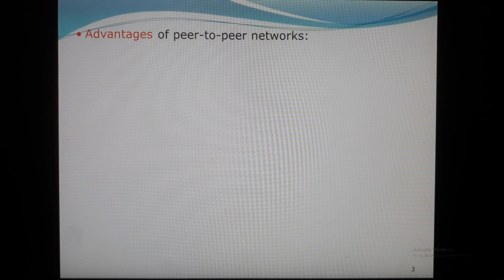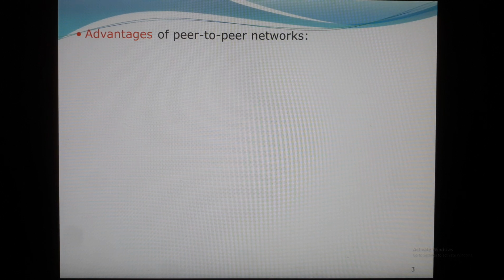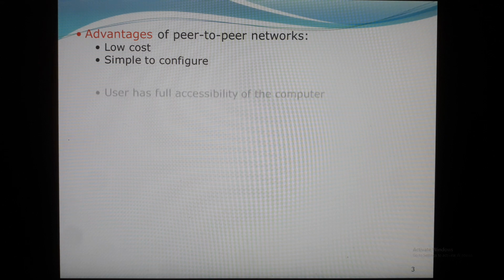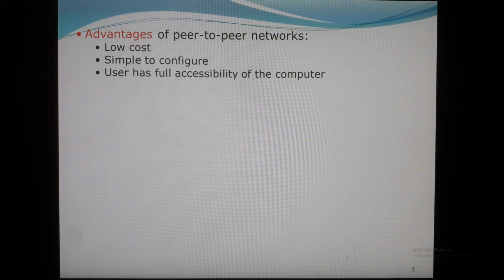Now, advantages of peer-to-peer networks. So let us go through what are the advantages of peer-to-peer network. Number one is low cost, simple to configure, user has full accessibility of a computer.